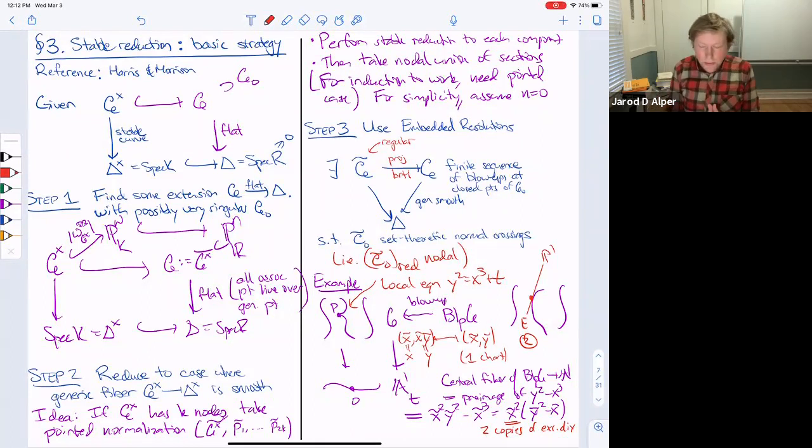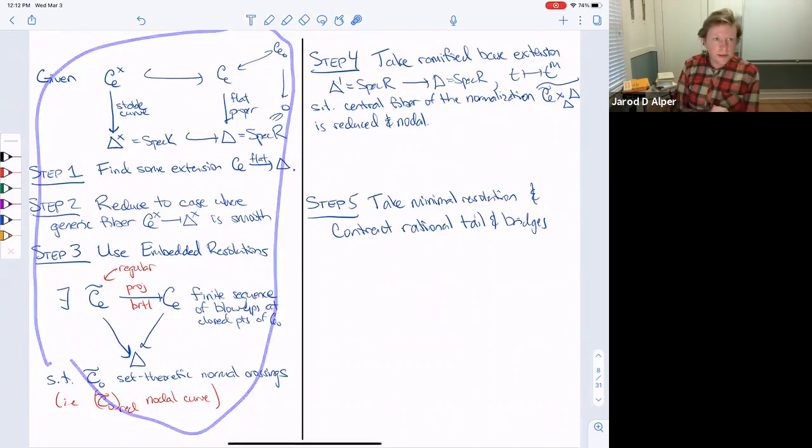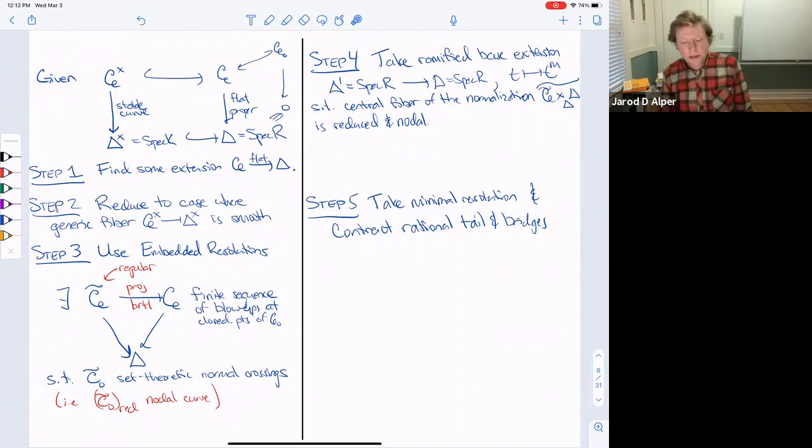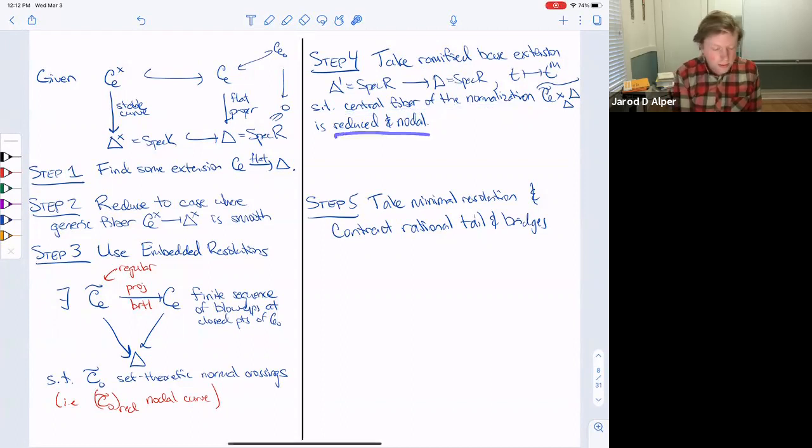Okay, so that was step 3. Now I'm going to quickly summarize the next 2 steps. This is where all the action is. So on the left-hand side, I just sort of summarized where we were. This is just the first 3 steps as I explained. And now step 4 is you want to make the central fiber reduced, and so you perform a ramified base extension such that the central fiber of the normalization of this is reduced and nodal. And then the final step, once you make the central fiber reduced and nodal, you now have a family of nodal curves, and you can take the relative stable model or the relative minimal model, and you just contract the rational tails and bridges. So these are the 2 steps. I'll give more details on 4 and 5.